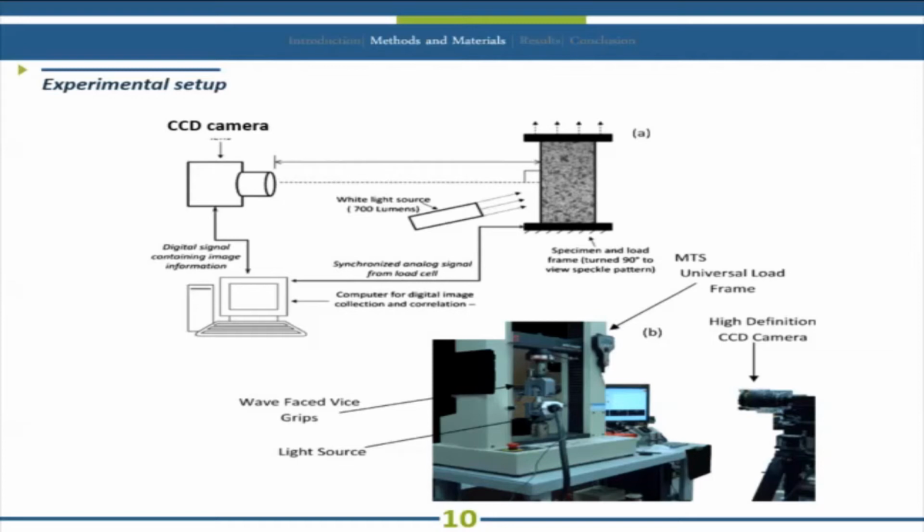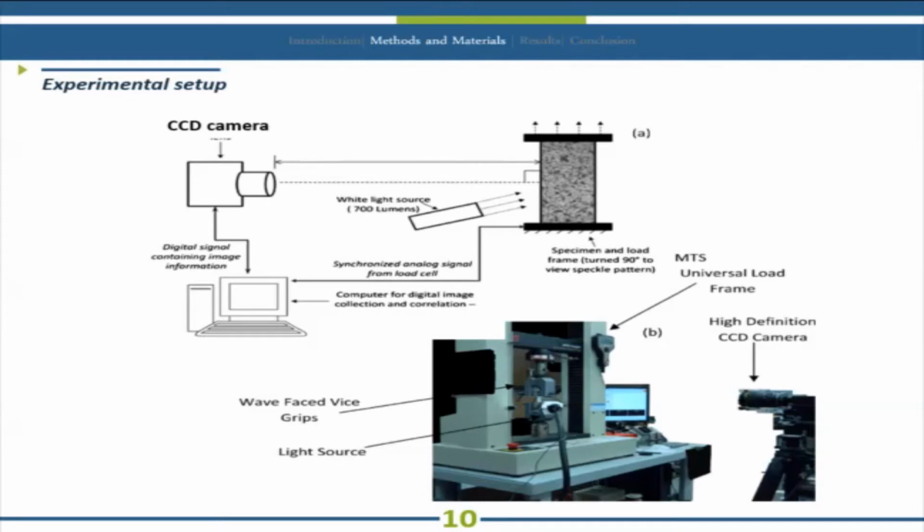The DIC technique is applied not only in the field of engineering, but also in medicine, mining, conservation of cultural heritage, etc. The experimental setup, as explained in the following slide, consists of a sufficient light source, a high-resolution camera, a computer, and a frame-grabbing circuit card to digitize the output signal.